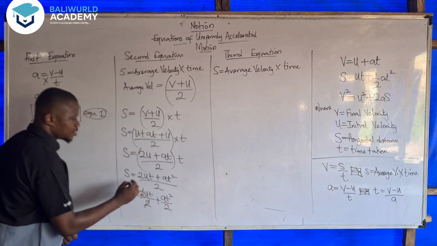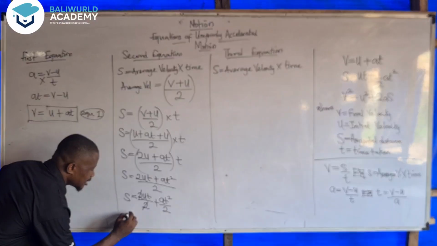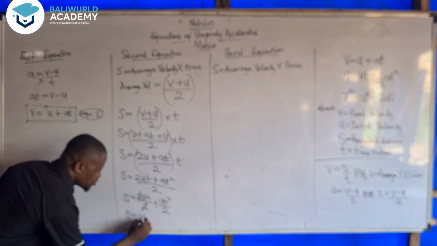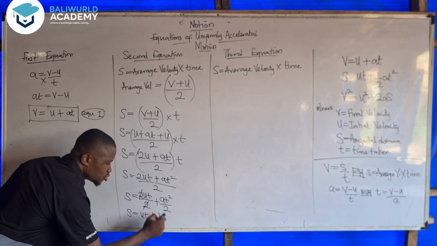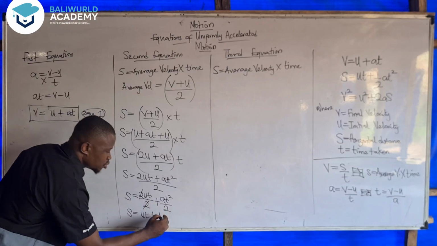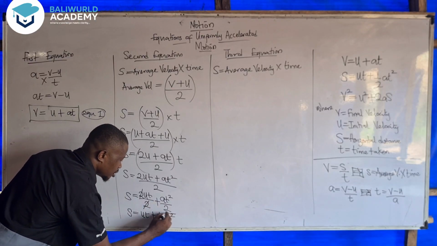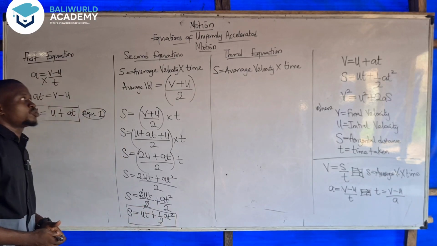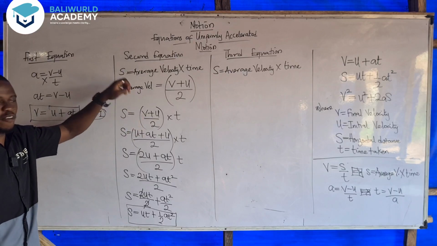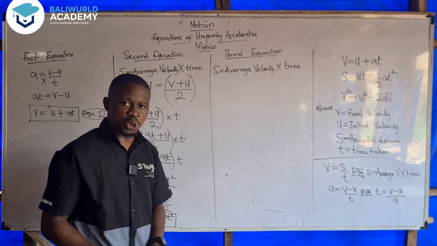I cancel this, I have my final equation as S equal to UT plus 1 over 2, separating this half. This one is 1 over 2 multiplied by AT square. That is my equation 2, and that is the second equation of motion. Now let's go to the third equation of motion rapidly.